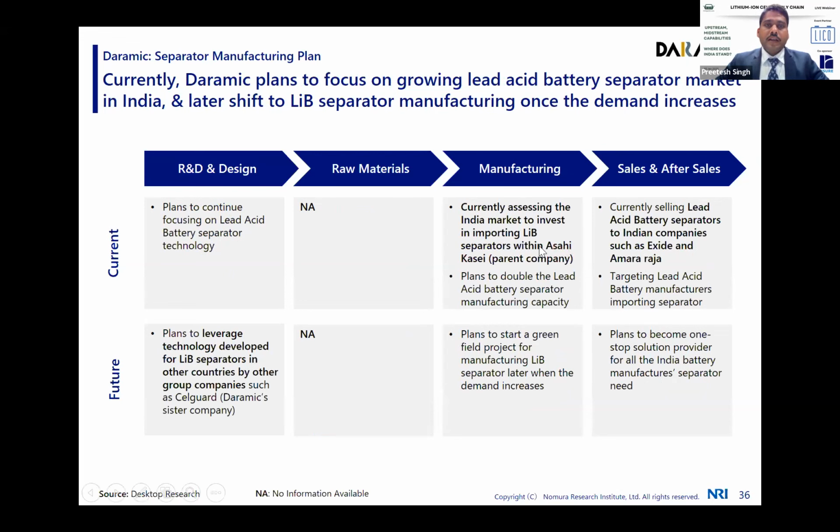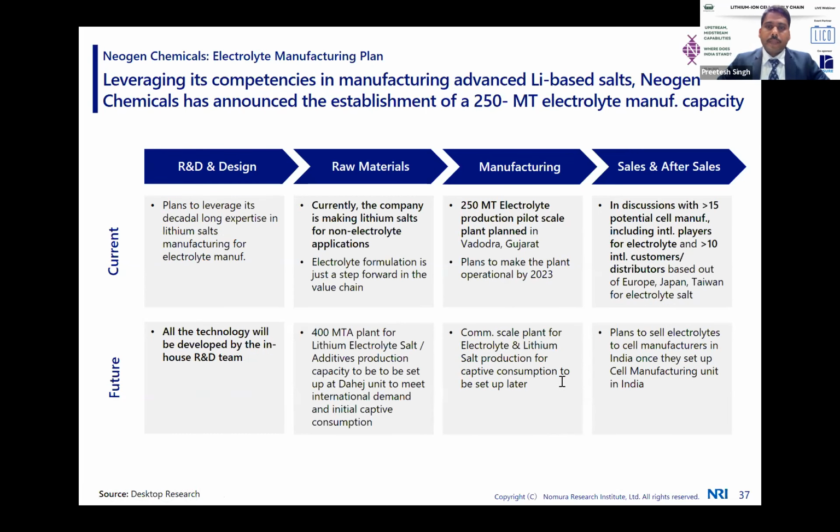Moving on, separator manufacturing. I have one example of Dynamic, and in future, they plan to start a greenfield project for manufacturing lithium-ion battery separators when the demand increases. They're an Asahi Kasei group company and have aggressive plans for separator manufacturing in India.